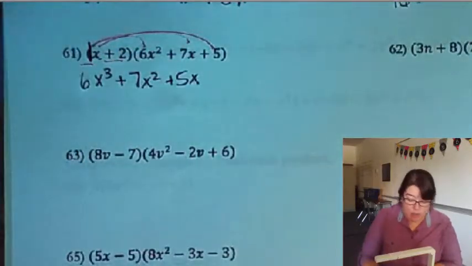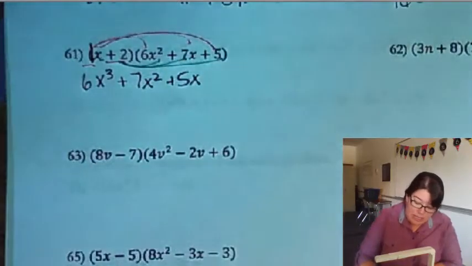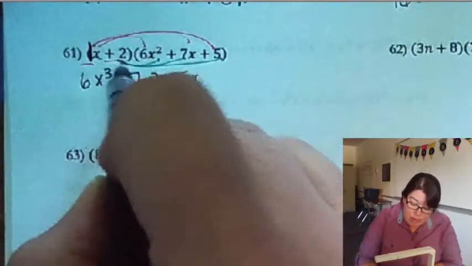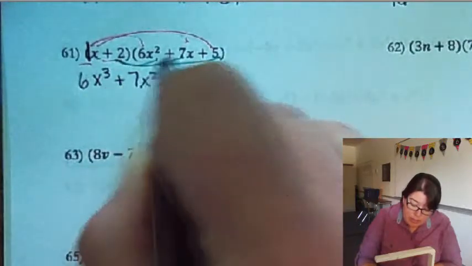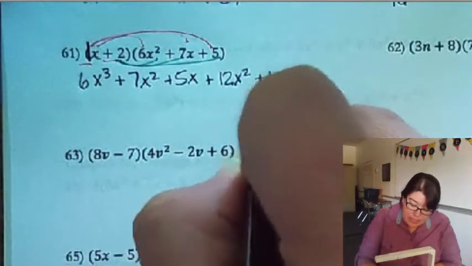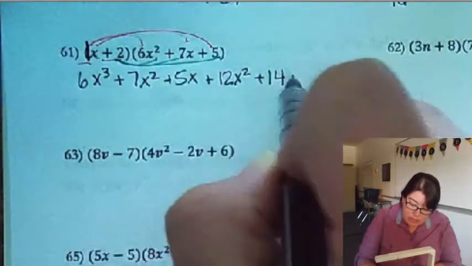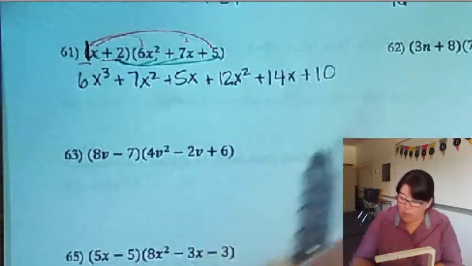Now, my second term. My 2 is going to go to all three parts. And I'm just going to keep it going in one long line. So 2 times 6 is positive 12. There's no variable times x squared, so it stays x squared. 2 times 7 is 14. And there's no variable times x, so it stays x. 2 times 5 is positive 10. And there we have it.